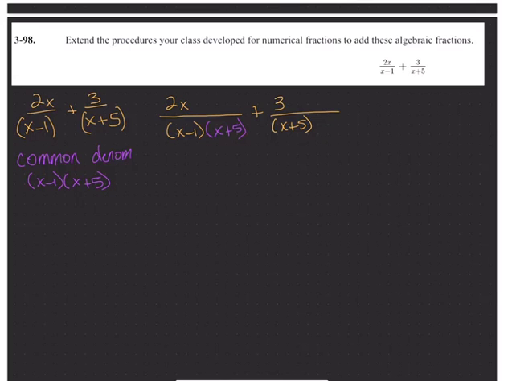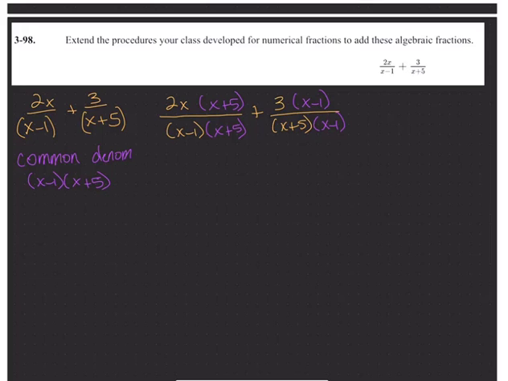And since I multiplied the bottom by x plus 5, in order to keep this equivalent, I have to multiply the top by the same exact thing. So I've got to multiply the top by x plus 5. Okay? And then when I look at my second algebraic fraction, they gave me the x plus 5, but I'm missing something. What am I missing? I'm missing the x minus 1. So I need to multiply by my x minus 1. Since I multiplied the bottom by it, I need to multiply the top by it as well.